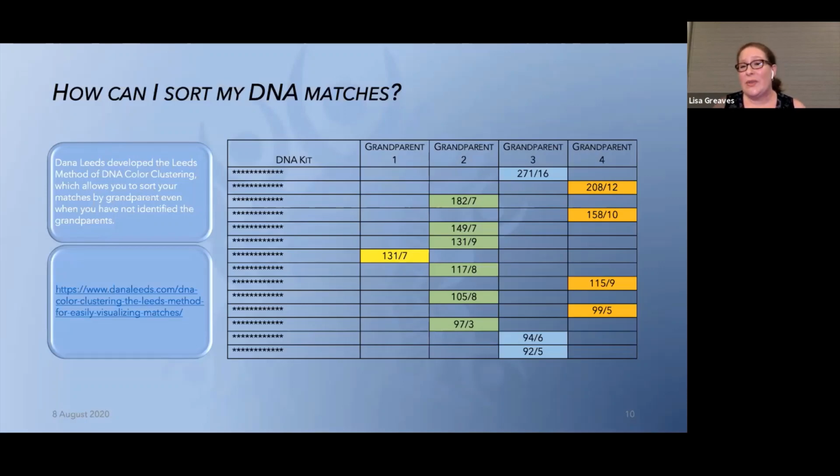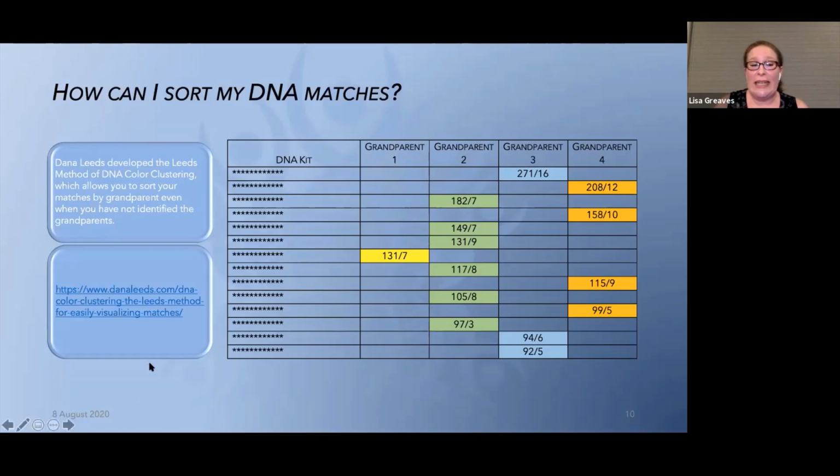So the reason this is useful is if you're looking for an unknown ancestor on a particular line, this enables you to sort your DNA matches to find out which one could possibly inform that search. It just allows you to separate the wheat from the chaff a little bit.